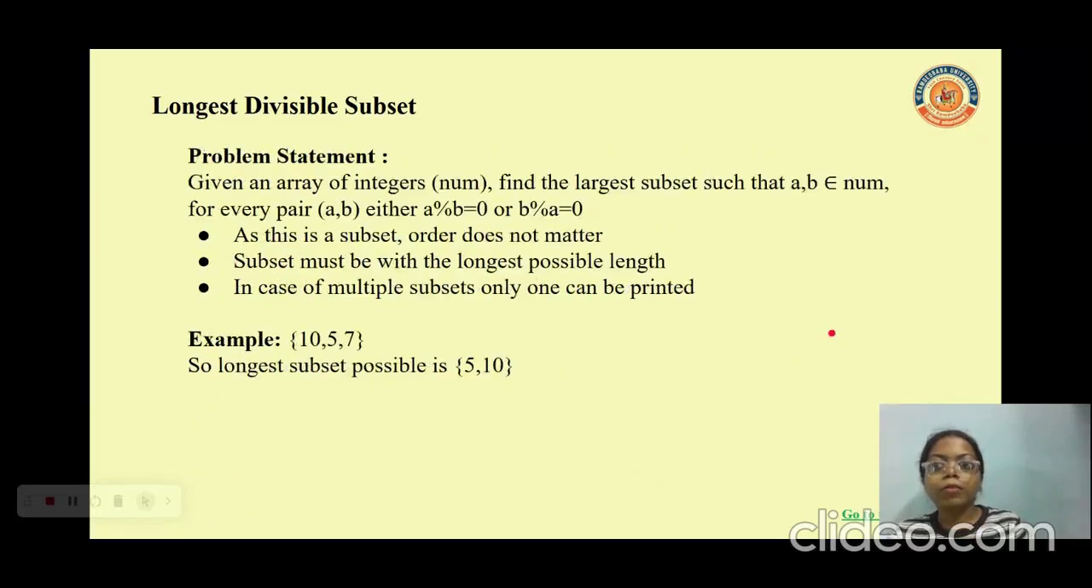What we have to do in this problem is, if we are given a few numbers, then we need to check for every a comma b in those numbers, either a should be divisible by b or b should be divisible by a. For example, I have 10, 5, 7, then we can see that 10 gets divided by 5, but 7 is a prime number, so it can't be divided by any of these numbers present here. Therefore, our longest divisible subset will be 5, 10, which is of length 2.